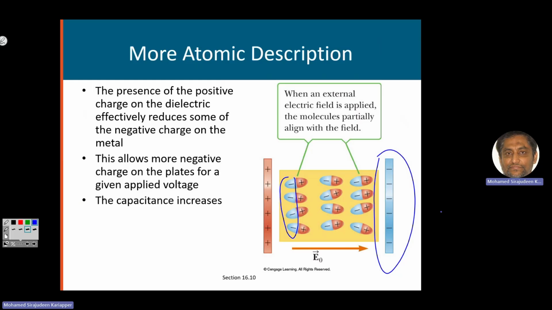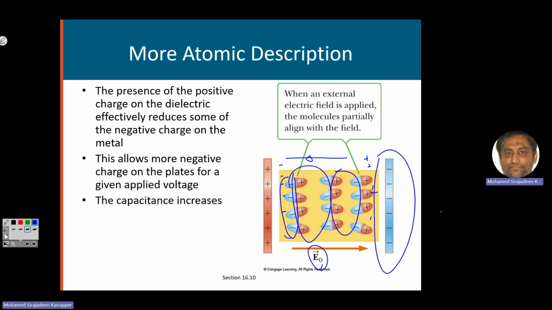So you can kind of see this will cancel, this will cancel. That means you will have here a positive end in the dielectric material and a negative end in the side closest to the positive plate in the dielectric material. So this will make an electric field in the opposite direction to the electric field from the capacitor plate. So the effective electric field between the plates will decrease. The electric field will decrease.